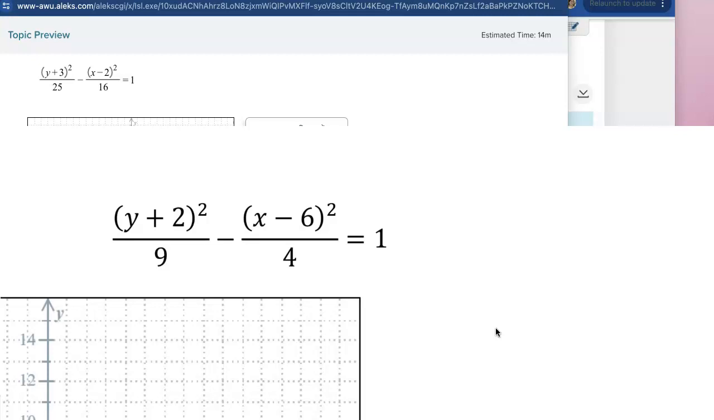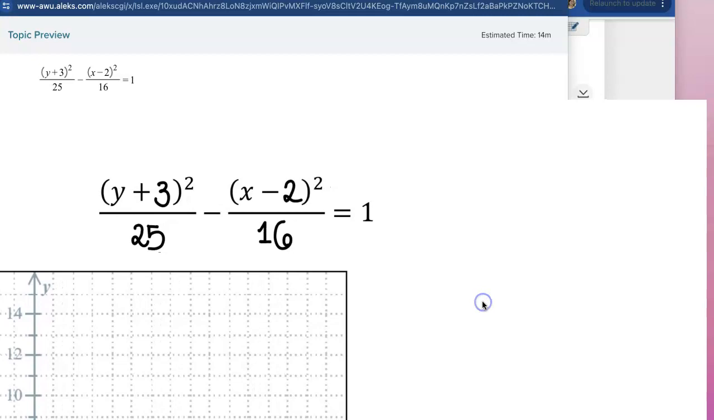Let me change this to y plus 3 over 25. I'm just trying to rewrite the problem so that I can show you how graphing looks in ALEKS. And then I have x minus 2 over 16. So I'm dumping my original example so that I can do this one. Okay, so let us start.